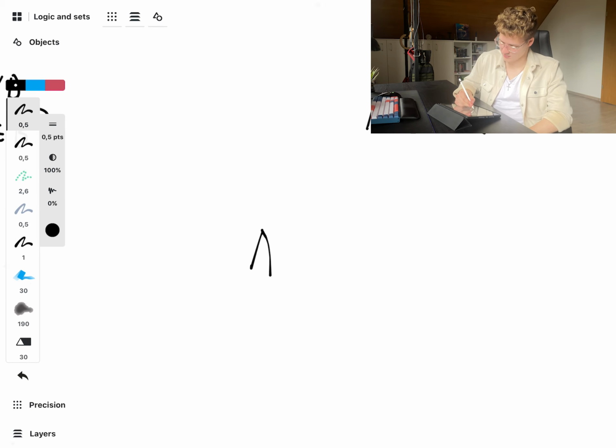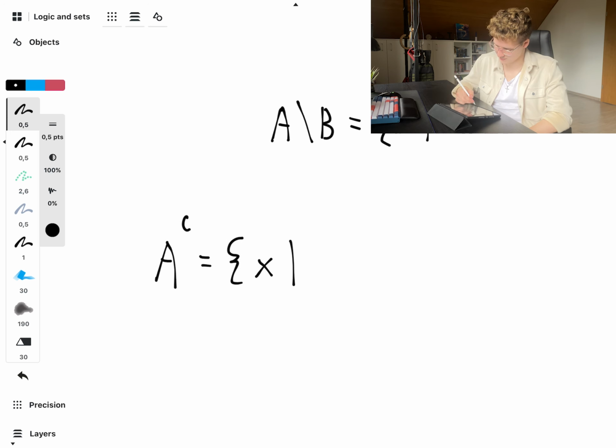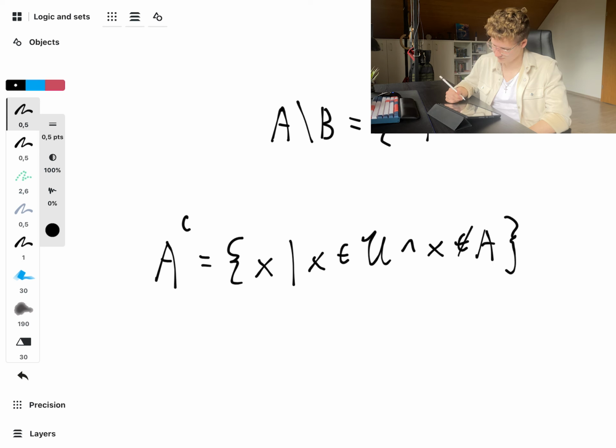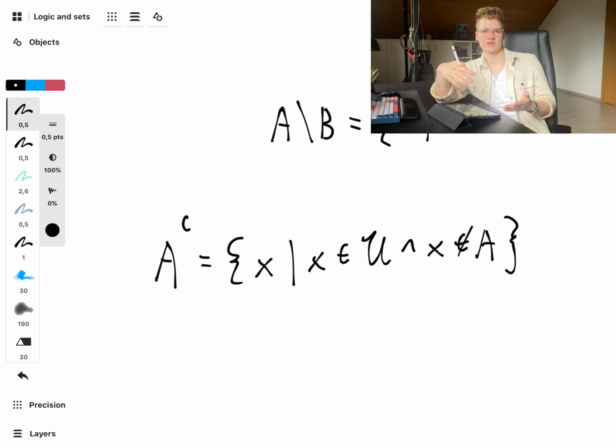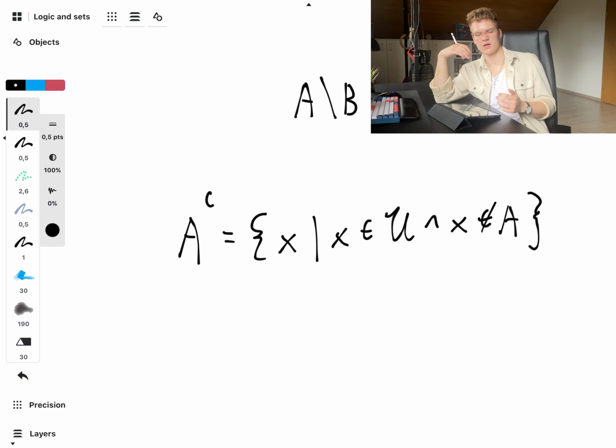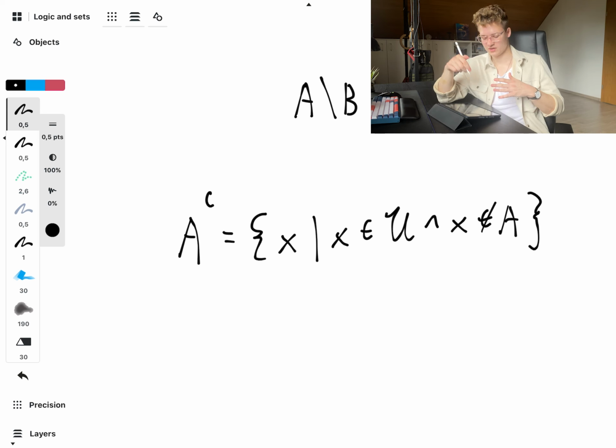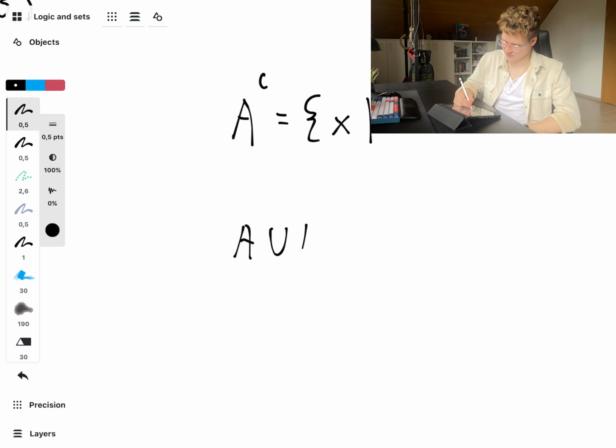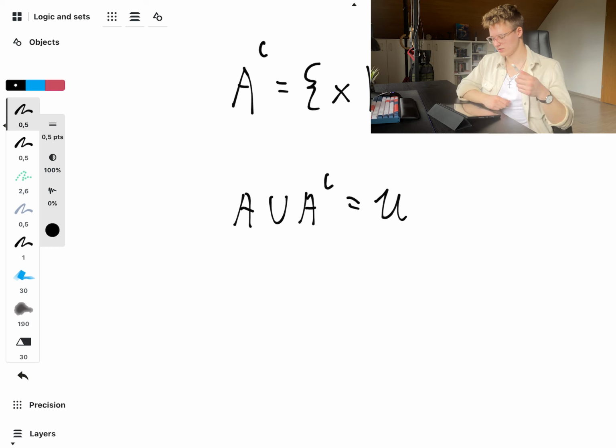Lastly, we have the so-called complement. So A complement, and you have X, where X belongs to the universal set, and X does not belong to A. So basically, all of the elements that we're interested in that aren't in A. And why is it called the complement? Because if we have A union A complement, we will get exactly the universal set. That's because they complement each other. What one has, the other doesn't. Or what one lacks, the other has. So that's why it's called the complement.